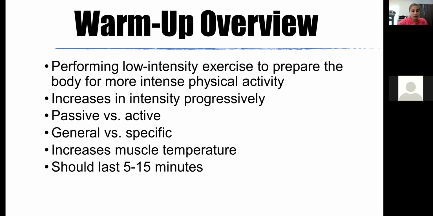We'll talk about passive versus active, but basically passive means someone else could be applying resistance and you're not really moving as much. It's more someone is either helping you or you're just doing it passively without too much movement. And then active, you're actually moving. And so we'll look at that. And as we get into it, we'll then talk about general versus specific warm-ups.